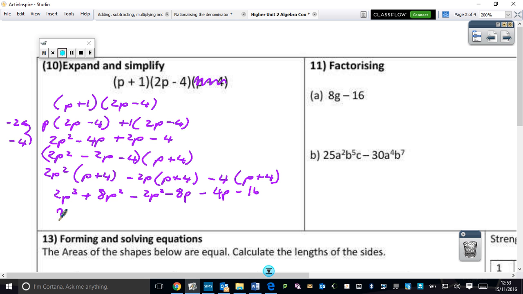Right, 2p cubed is on its own. There are no more p cubes knocking about. But you've got some p squares together there, so 8p squared, take away 2p squared, they're going to go together to make 6p squared. It's 8 take away 2, just the numbers you use. The next one, you've got minus 8p, take away 4p. If you're at minus 8, and you go down 4, you end up at minus 12. So that's minus 12p. And minus 16 on the end. That is a really difficult question to keep brackets with the minuses. Okay, we'll get that down.